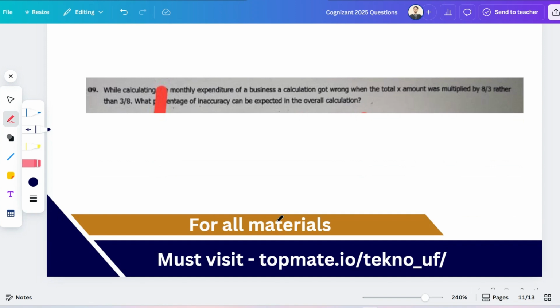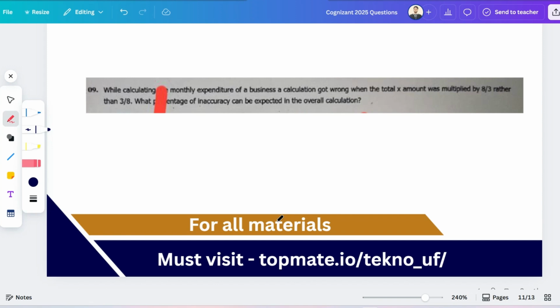While calculating the monthly expenditure of a business, the calculation got wrong, then the total X amount was multiplied by 8 by 3 rather than 3 by 8. What percentage of inaccuracy can be expected in the overall calculation?